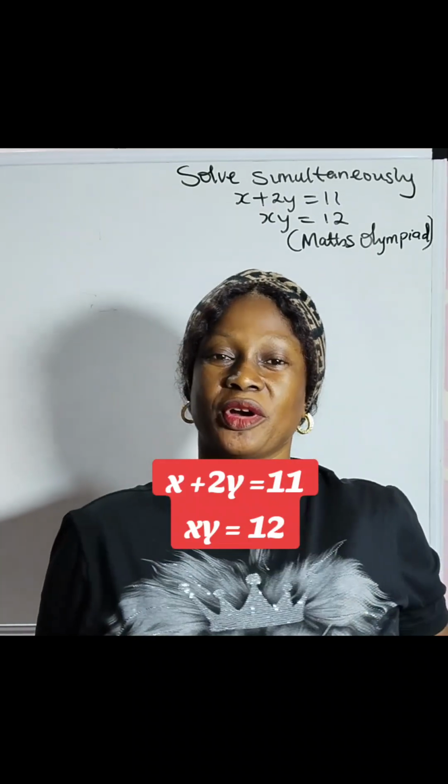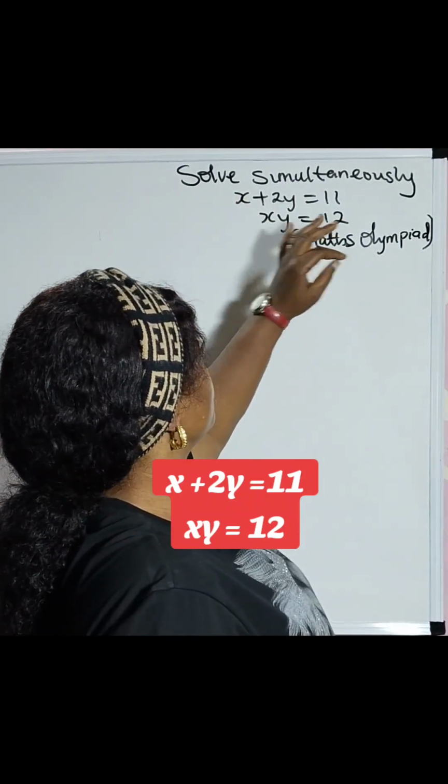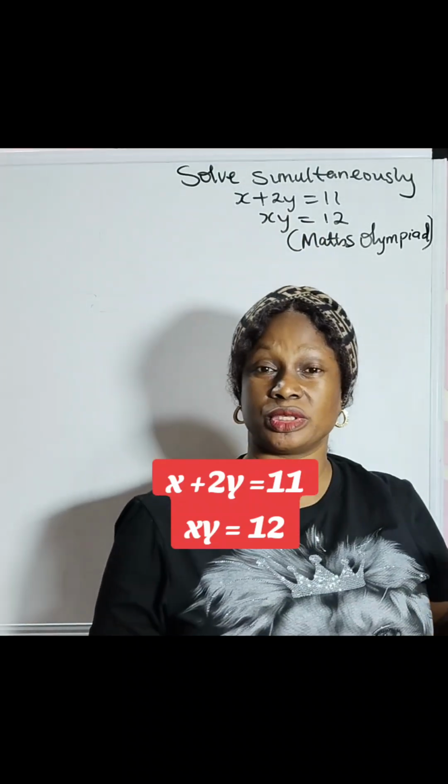The question on the board says solve simultaneously x plus 2y equal to 11, xy equal to 12. This is a Maths Olympiad question.